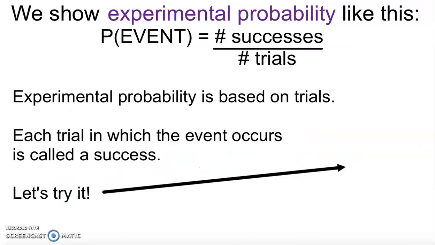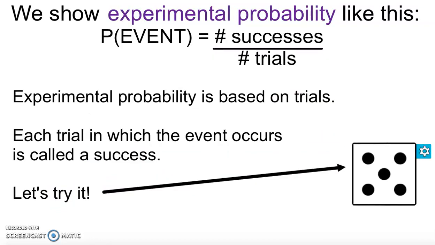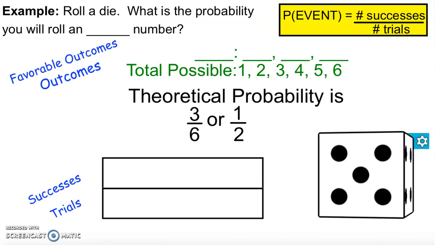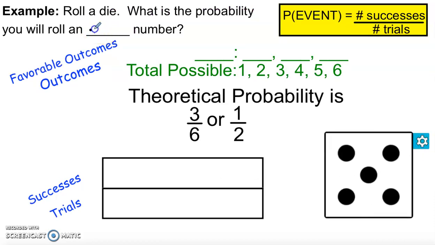All right, experimental probability is successes over trials. Each trial in which the event occurs is called a success. So there's a die right there. So let's actually do it. We're going to do some experimental probability here, okay? Let's just decide if we're going to roll that even number.